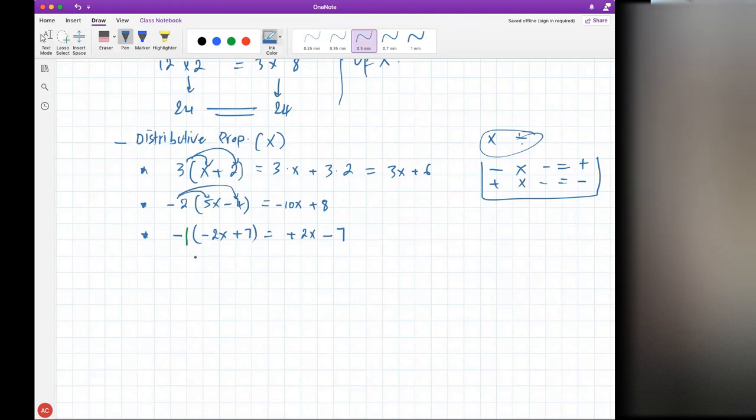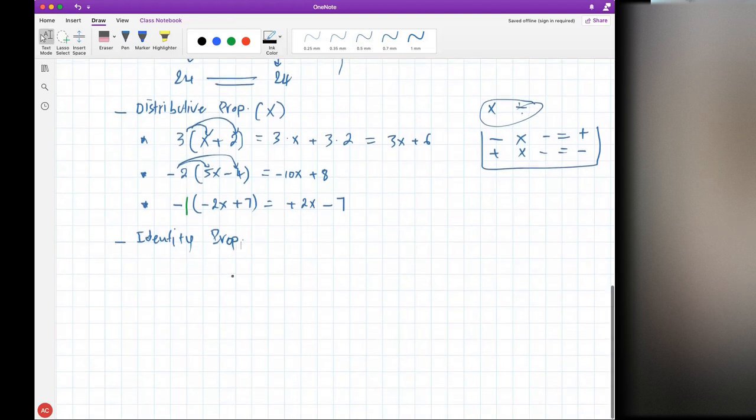Okay. All right. Distributive property, what else? We have a few more. Next one is called the identity property. So we have two of them, one for addition, one for multiplication. It's pretty simple.